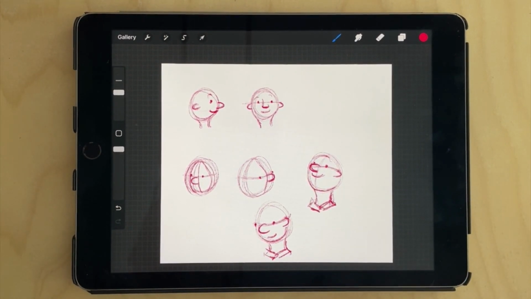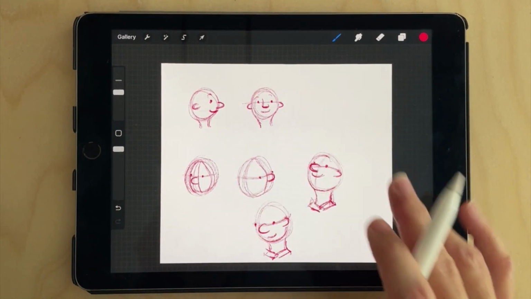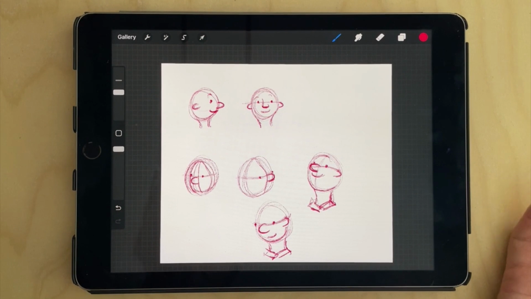Okay, so I hope that doesn't add too much confusion. I hope it just expands on what we're doing and gives you a little bit of extra understanding.